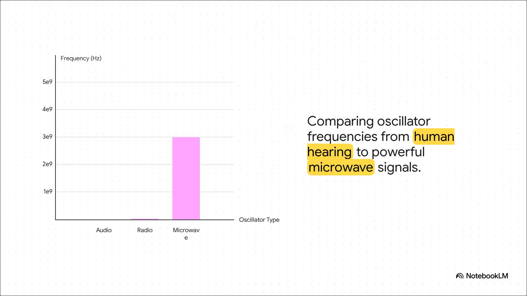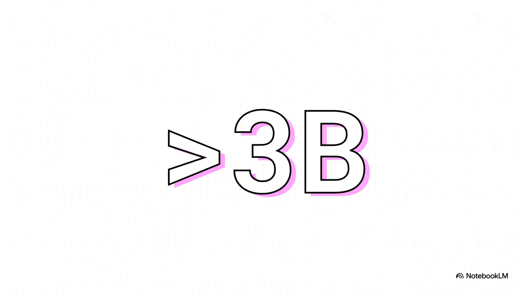And to really put that into perspective, this chart shows you the scale. It's just incredible. If the entire range of human hearing is that tiny little bar on the left, then the frequency for radio is thousands of times faster. And microwave frequency? It's thousands of times faster than that. The scale is just mind-boggling. Let that sink in. Over 3 billion cycles every single second. That is the kind of incredible speed that powers our Wi-Fi, our GPS, and satellite communications. And it's all thanks to this humble little oscillator.